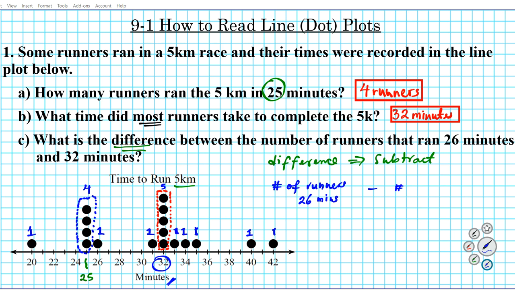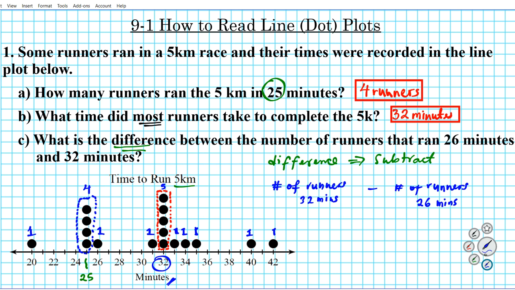or let's switch it around. Let's do number of runners that did 32. It doesn't really matter. Number of runners that did 32 minutes minus number of runners that did 26 minutes. Okay? Since we're looking for the difference in the two, it's basically like an absolute value type situation.